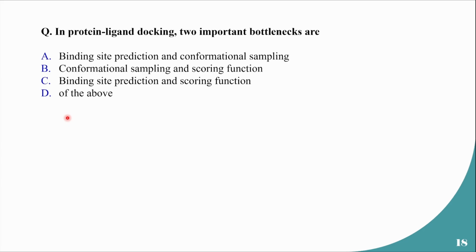In some of the further classes, we will also see examples of protein ligand docking through the use of some software, for example AutoDock Vina or something like that. But while talking about docking, these two important elements or bottlenecks are quite useful to know.